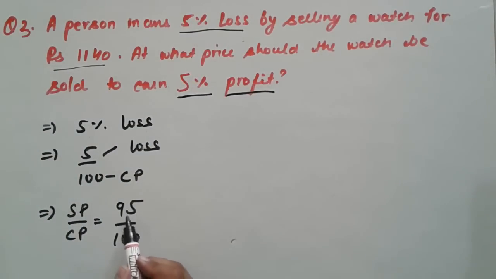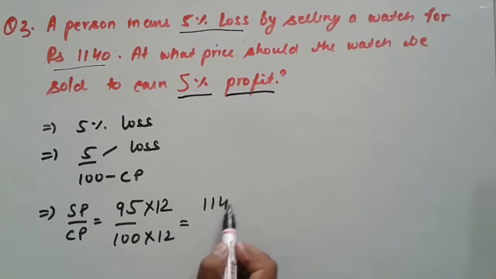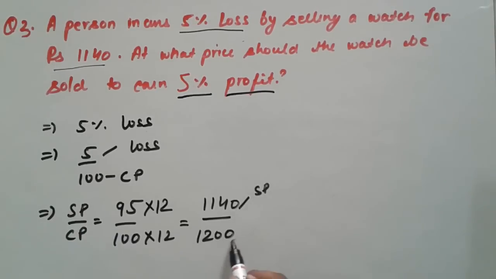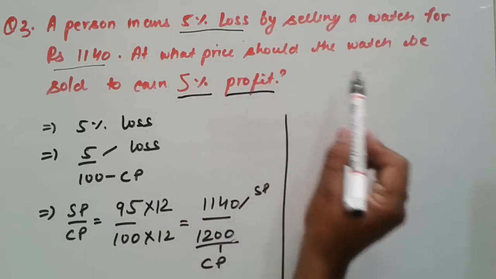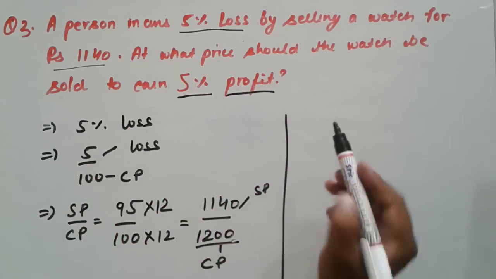selling price is 95. So to make this 95 into 1140, multiply numerator and denominator by 12. So the numerator becomes 1140, and the denominator, that is CP, will become 1200. Here is the selling price and its cost price. But as we all know, cost price remains the same. Now we have to calculate at what price should the watch be sold to earn 5% profit.